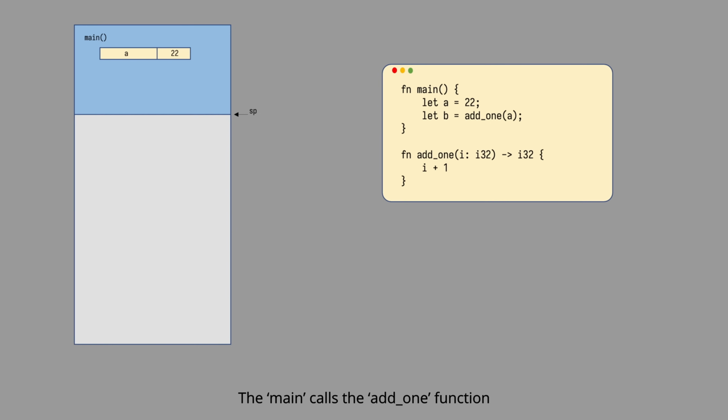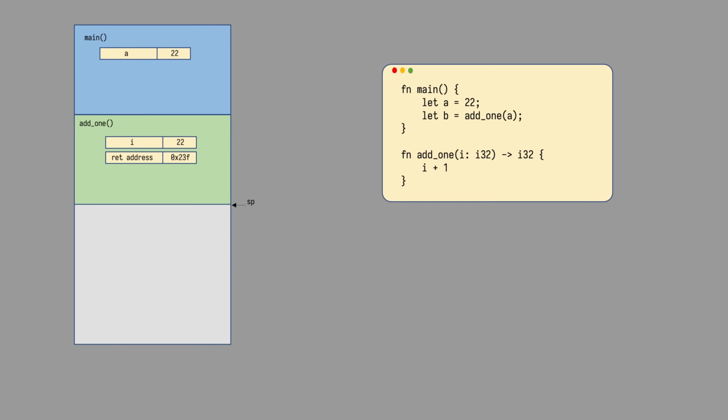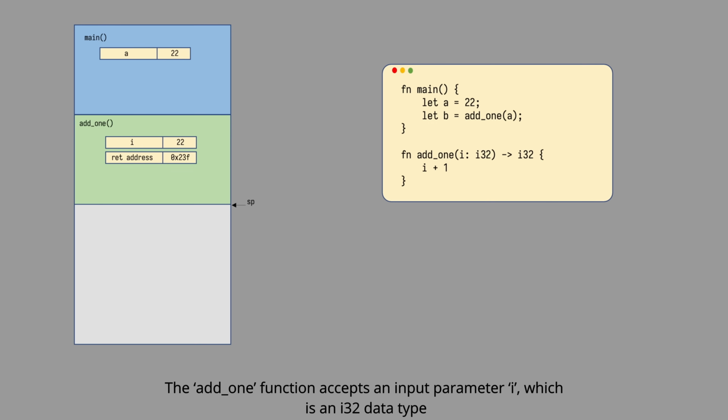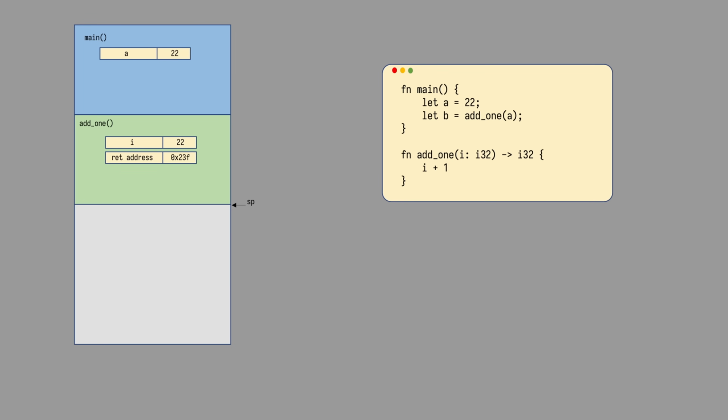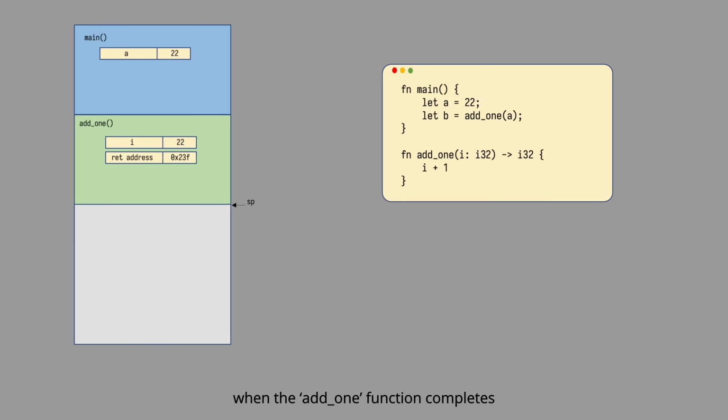The main function calls the add1 function. So, a new stack frame is created with enough memory to store its data. The stack pointer is changed to the current top of the stack. The add1 function accepts an input parameter i, which is an i32 data type. So, 4 bytes will be reserved for it on its stack frame. The add1 function doesn't have any local variables. It also stores a return address. This is the next instruction in the main function to which execution should return when the add1 function completes.